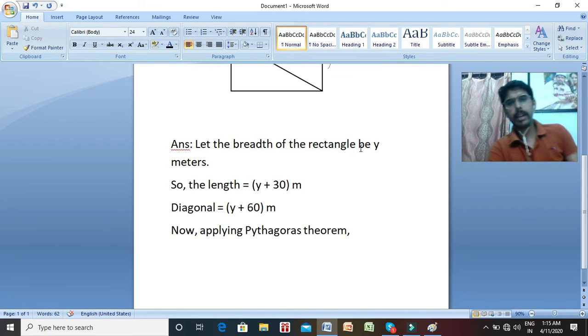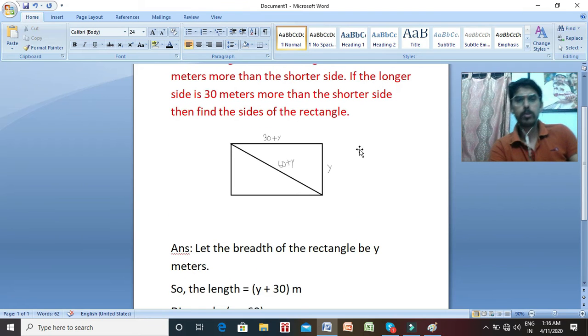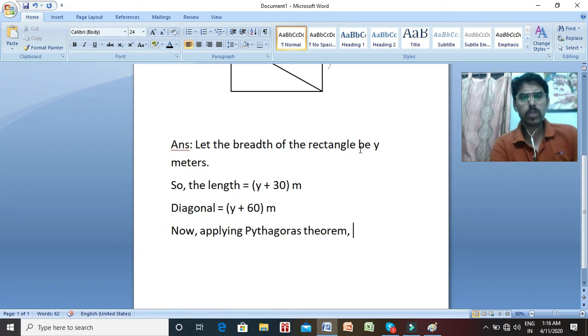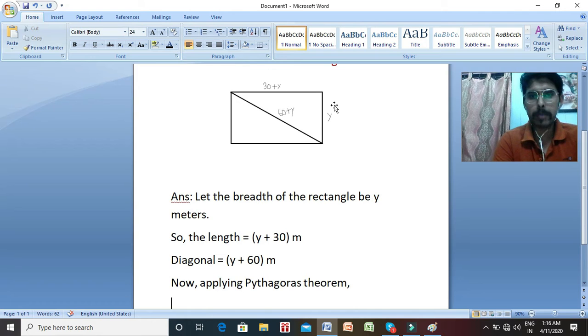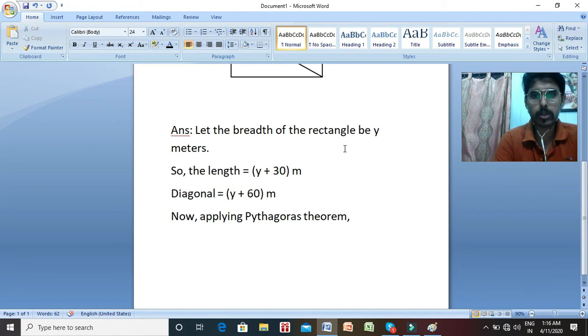So why are we applying the Pythagoras theorem? So that we can know the value of y. Once we know the value of y, we can find out everything that we want. According to the Pythagoras theorem, length square plus breadth square will be equal to the diagonal square, since this is a rectangle.